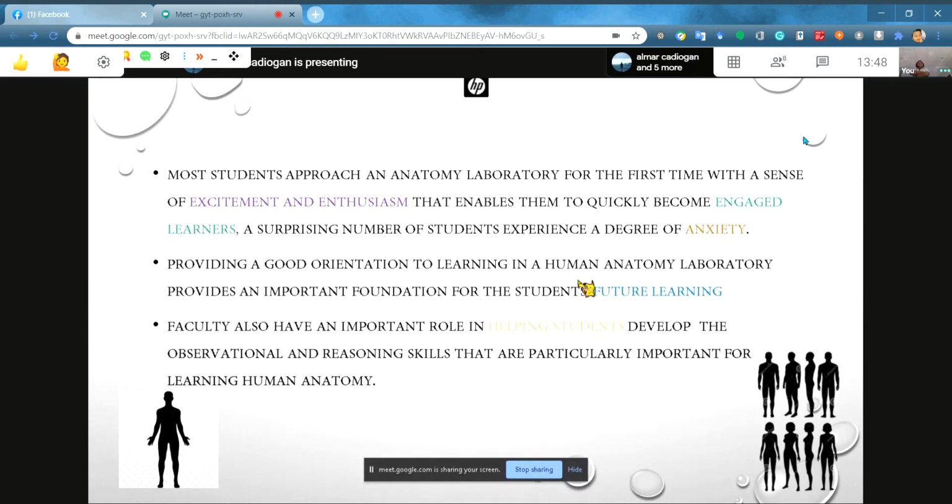So providing a good orientation to learning in the human anatomy laboratory provides an important foundation for the students' future learning. Faculty also have an important role in helping students develop the observational and reasoning skills that are particularly important for learning human anatomy.